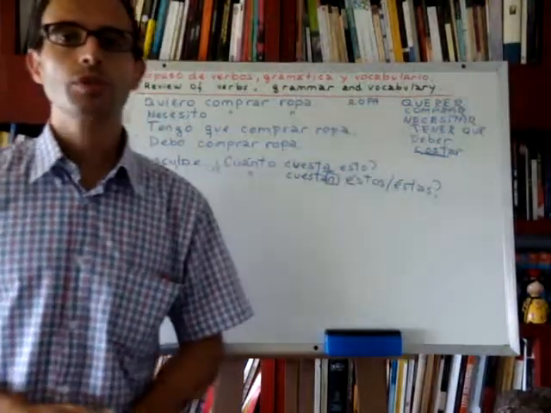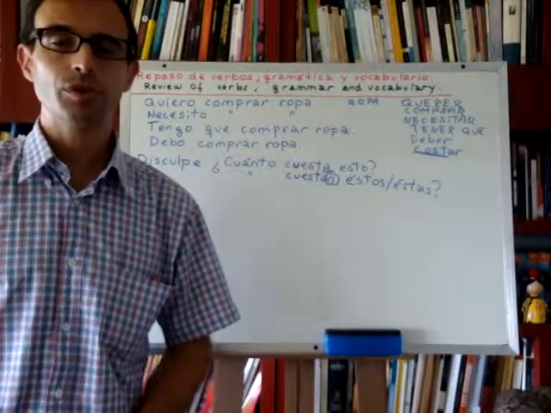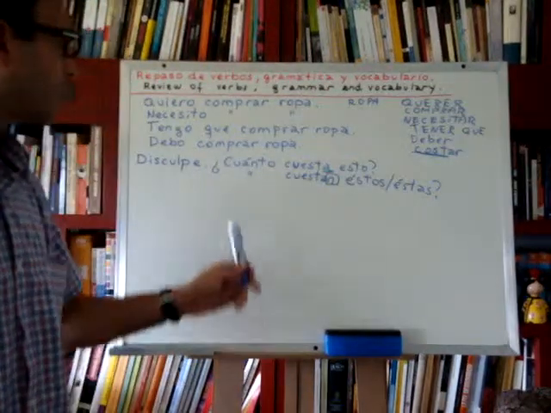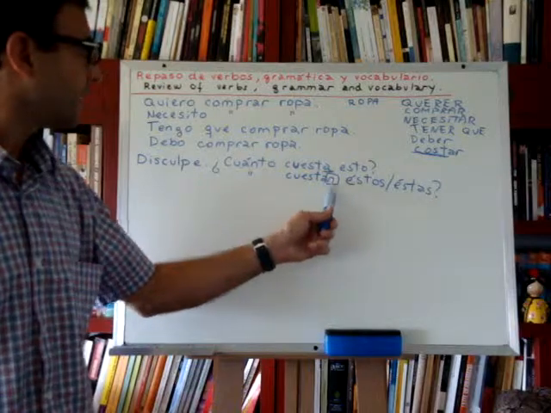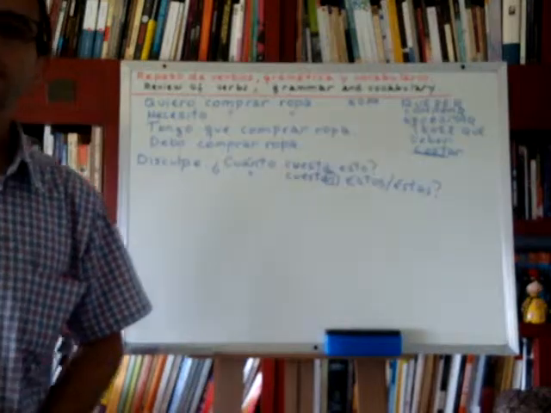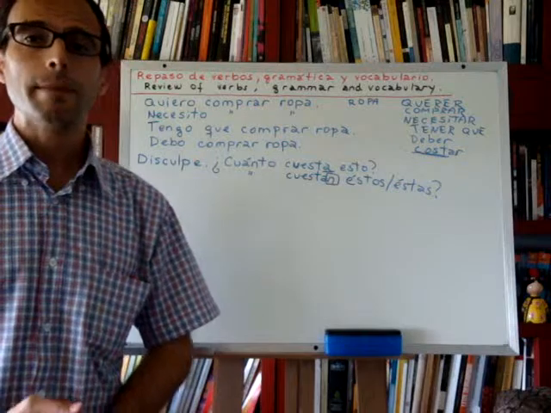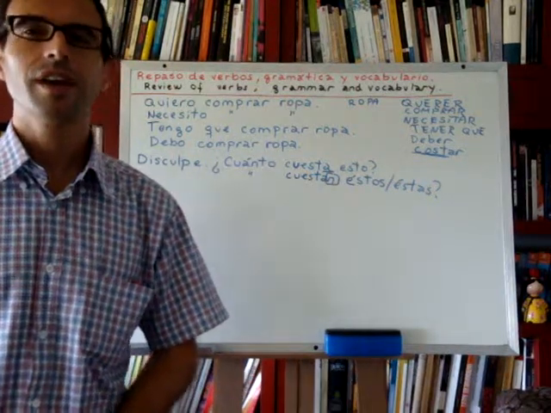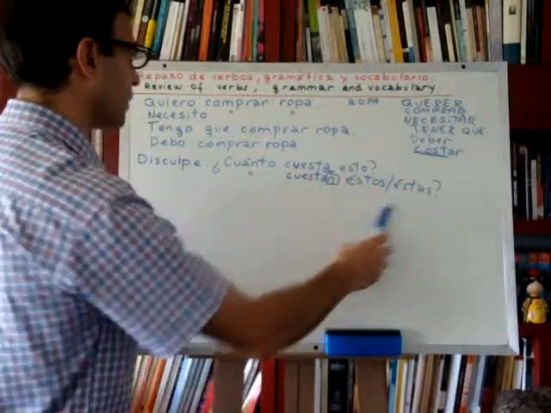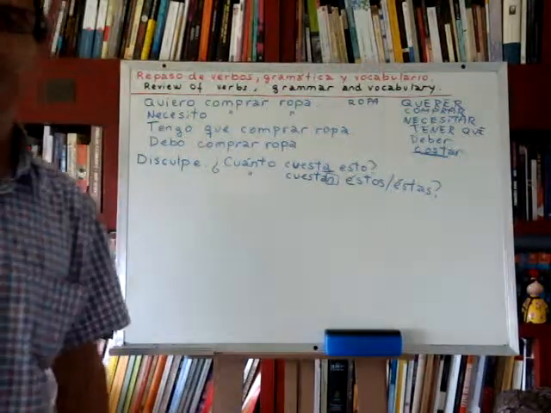If we are asking how much do the shoes cost, the word for shoes in Spanish is masculine, zapatos. It is plural masculine, zapatos. So we would ask, ¿cuánto cuestan estos? Or estos zapatos. If we are asking how much do the socks cost, the word for socks is medias. It is a feminine plural word. So there we would say estas. ¿Cuánto cuestan estas? How much do these cost?